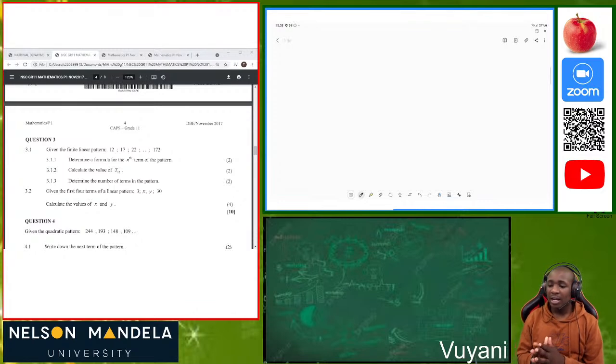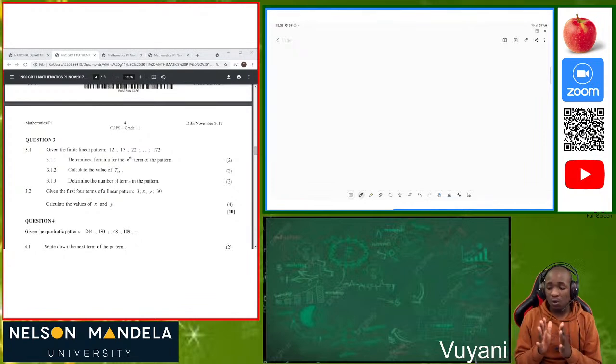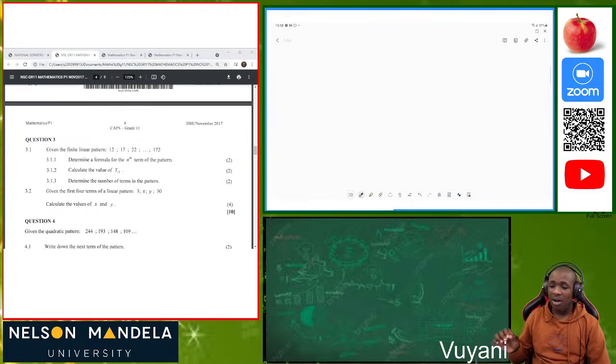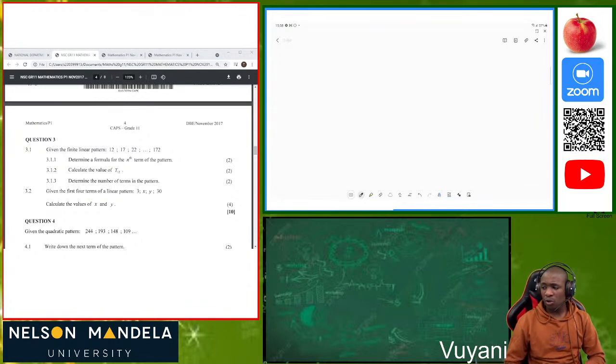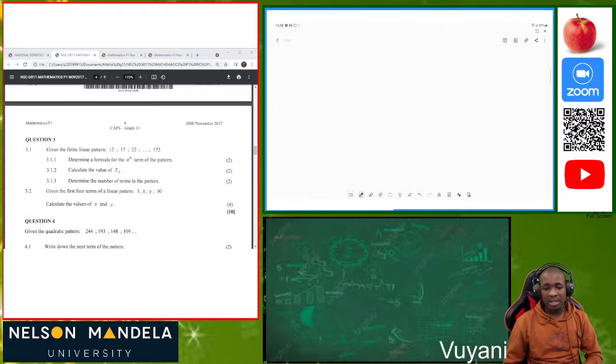Now this one is actually the easiest one. Why? Because on this one, you only have to know the constant ratio, which is represented by r. And to find the constant ratio, it's always term 2 divided by term 1, which is equal to term 3 divided by term 2, which is equal to term 4 divided by term 3. It's always the case that you have to know these important things.